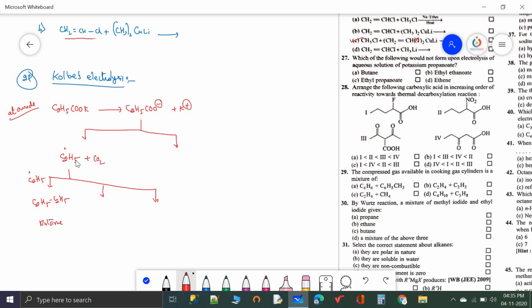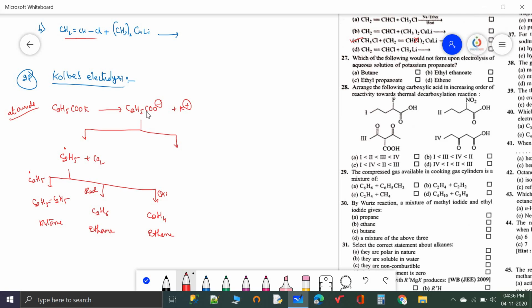And the second one is, if this ethyl radical gets any hydrogen, it forms C2H6, which is called ethane. You may ask the question, sir, here is the anode, how does the reduction take place? No, these are chances we are discussing. If it lost the hydrogen, then it will form C2H4, which is called ethene.